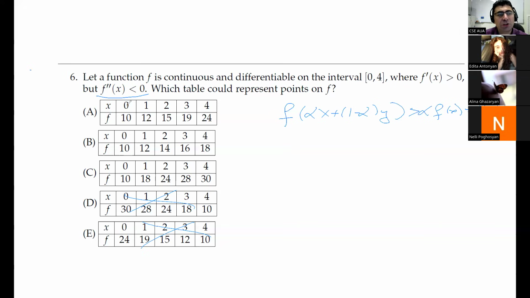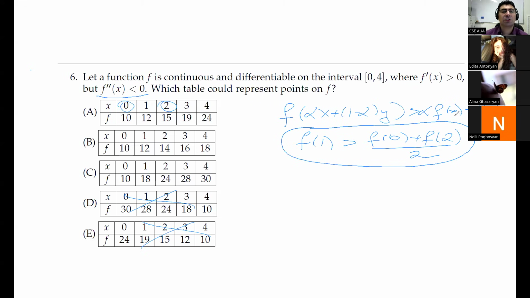In this case, let's choose x is 0, y is 1, and alpha is 1/2. When alpha equals 1/2, we'll get alpha x plus 1 minus alpha y will be f1. Is f1 greater than f0 plus f2 over 2? So concave down function satisfies this inequality.